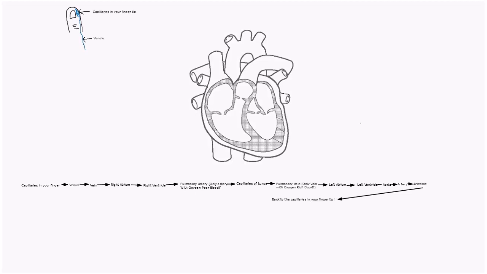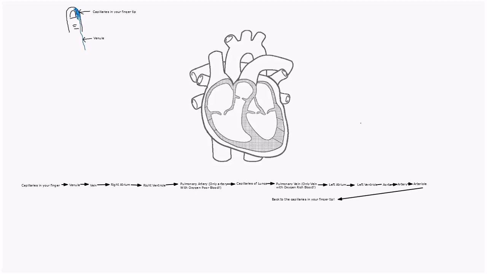So that's what I've drawn, a finger here. These little lines are capillaries. So capillaries is where the exchange of nutrients and oxygen will happen, and carbon dioxide. So they're very, very tiny blood vessels, and you can find these anywhere in our body. We need capillaries in order to exchange things.